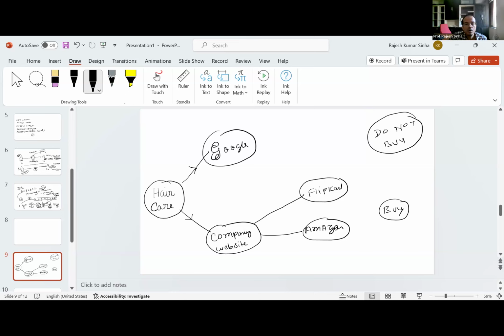All right. So from Google, I can go there, and from here, I can go there. And from there, I can go there. These are the possibilities. So if I am talking about customer journey, it may start from here, go to Google and not buy, or go to Google, go to the company website, then Flipkart and then buy, or go to the company website, go to Amazon and then buy. So the journey can be anything, the customer journey. I have to understand.